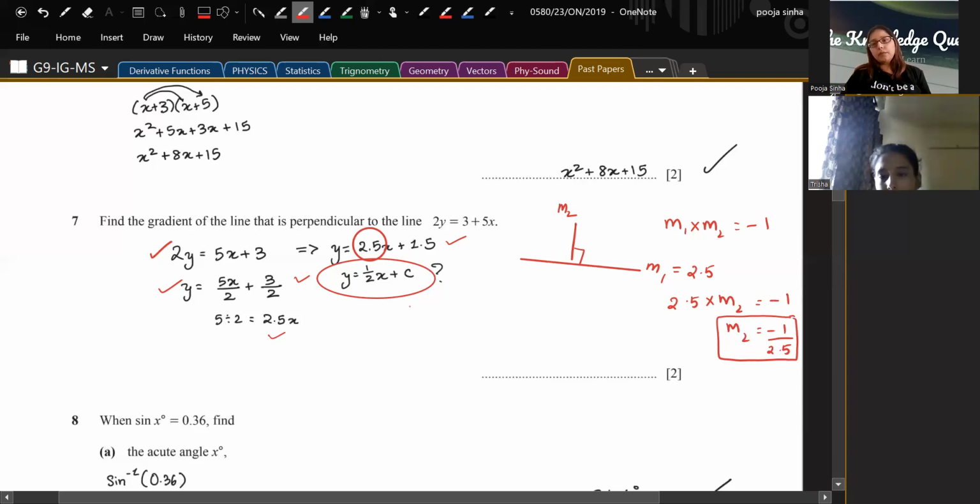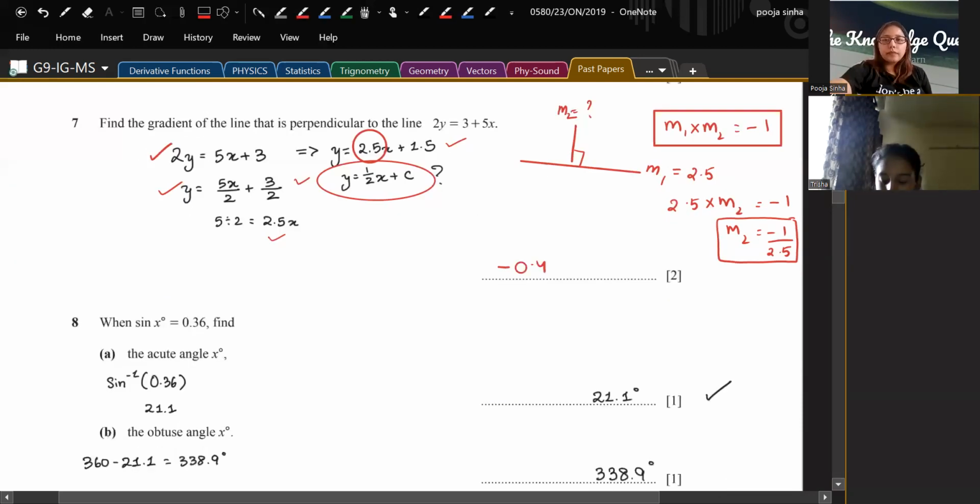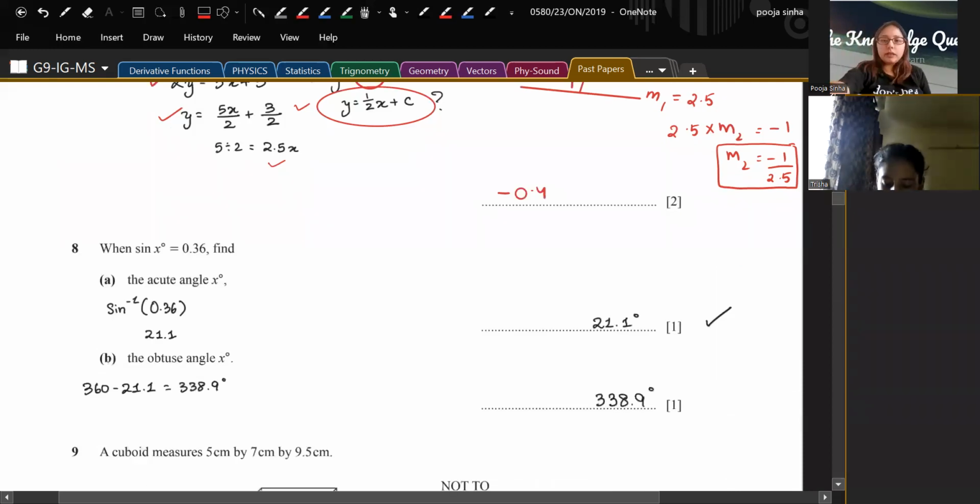You can't leave it as a fraction? We can leave it as a fraction. You can put it in the calculator also and give me the answer. 1 upon 2.5 is how much? Minus 0.4. So the final answer would be minus 0.4. So what is the concept? For perpendicular lines, m1 into m2 is equal to -1. Clear? That's the formula. That's the thing we have to find out, right? Yeah. Okay. Next.